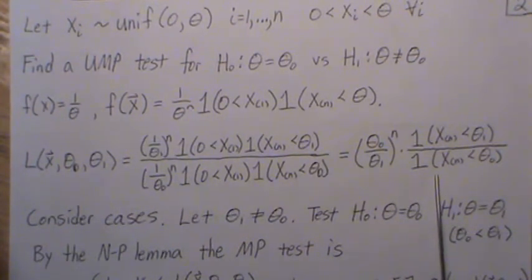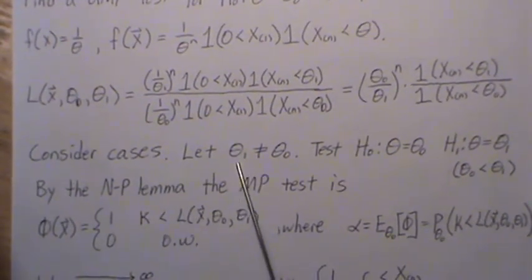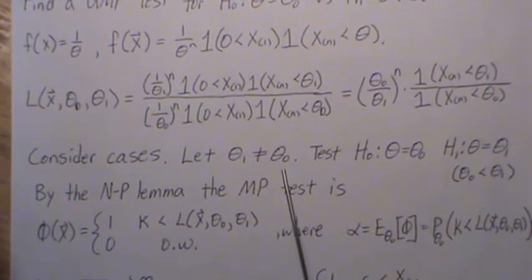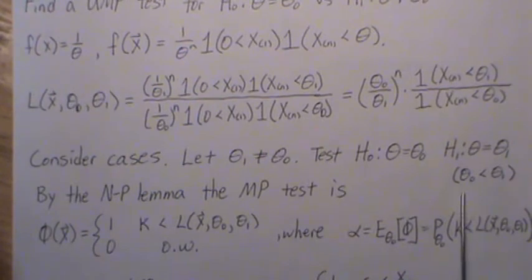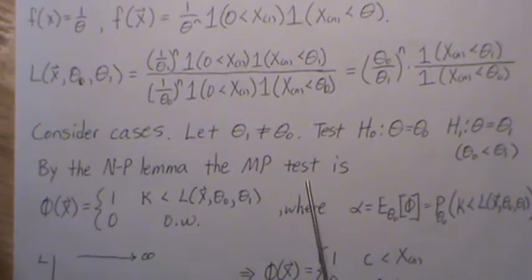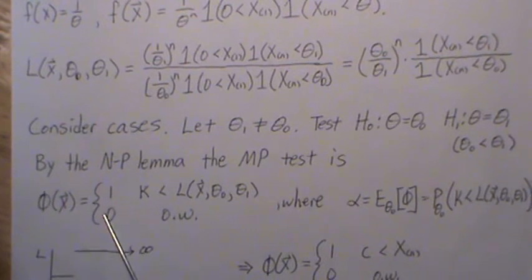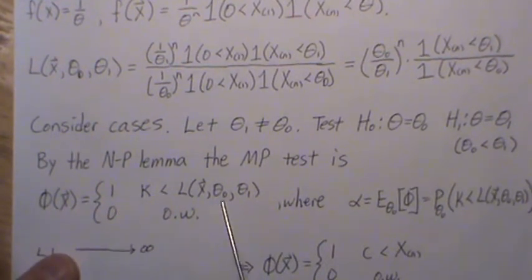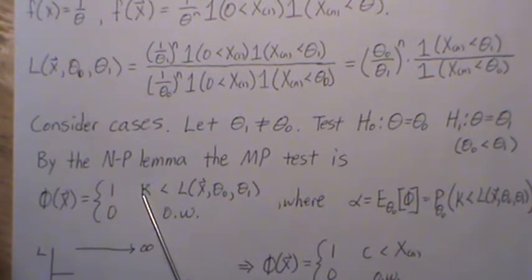Now we're going to consider cases here. So let theta 1 not equal to theta naught, and let's do this simple versus simple hypothesis testing. Initially, let's assume theta 1 is greater than theta naught. And so by the Neyman-Pearson lemma, the most powerful test is this test function. We reject the null when the likelihood is greater than some constant k, and we do not reject otherwise.